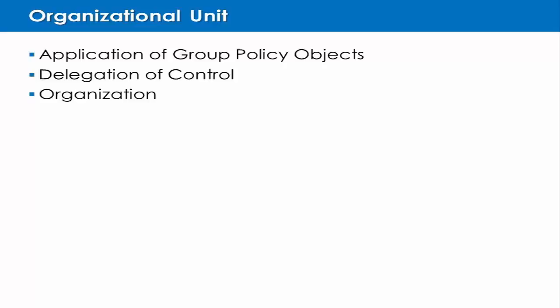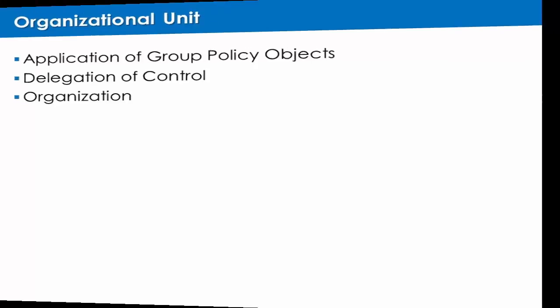When I say those three things are in no particular order, by default, they're in no particular order. But you should actually be prioritizing the order as far as what's most important to you. Is group policy application most important? Is delegation most important? Or is organization most important? And that's how you determine the structure that you're going to use.